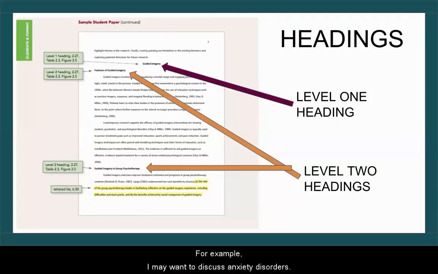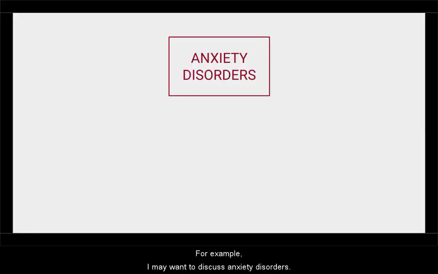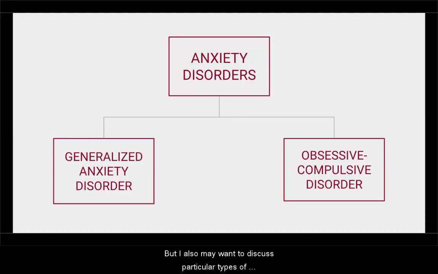For example, I may want to discuss anxiety disorders. This is my larger idea, and so its heading is centered and bolded. But I also may want to discuss particular types of anxiety disorders, such as generalized anxiety disorder and obsessive-compulsive disorder. These become my Level 2 headers and are left aligned and bolded.